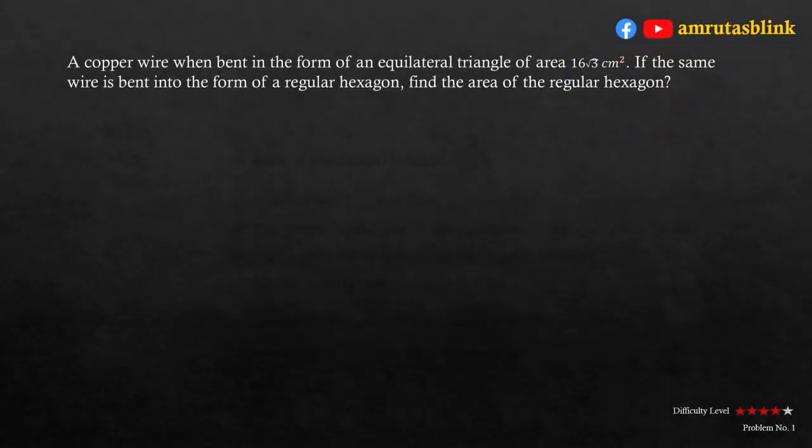A copper wire, when bent in the form of an equilateral triangle of area 16√3 square centimeter. If the same wire is bent into the form of a regular hexagon, find the area of the regular hexagon. Options are given: 4√3 square centimeter, 24 square centimeter, 32√3 square centimeter, 24√3 square centimeter and 48√3 square centimeter.